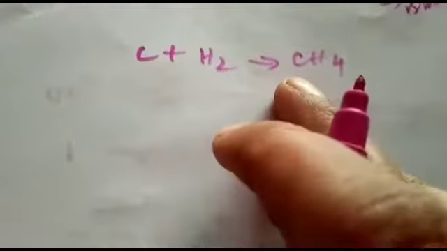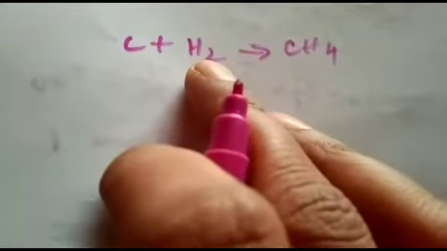The first is the skeletal equation and the second is the stoichiometric equation. Skeletal means, for example, carbon plus hydrogen to form methane. It is not balanced. Carbon is balanced, but hydrogen is 2 on the reactant side and 4 on the product side. So it is not balanced, and that is called the skeletal equation.